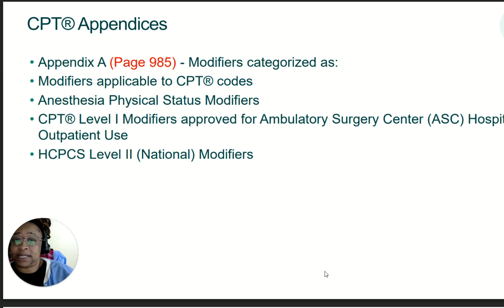CPT Appendix. Appendix A is in the CPT book 2024 on page 985. The modifiers are categorized as modifiers applicable to CPT codes, anesthesia physical status modifiers, CPT Level I modifiers approved for ambulatory surgery centers, hospitals, and outpatient use, and HCPCS Level II modifiers. They are all in the appendix in the back of your CPT book.